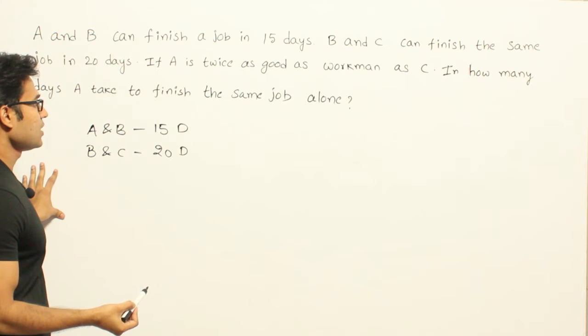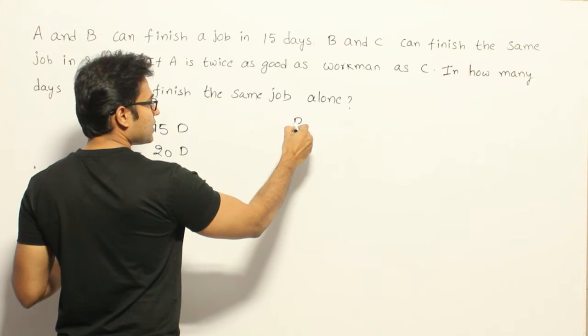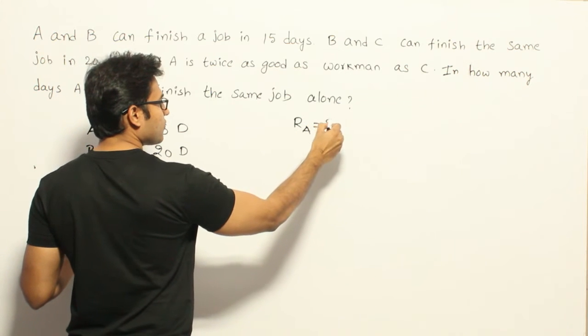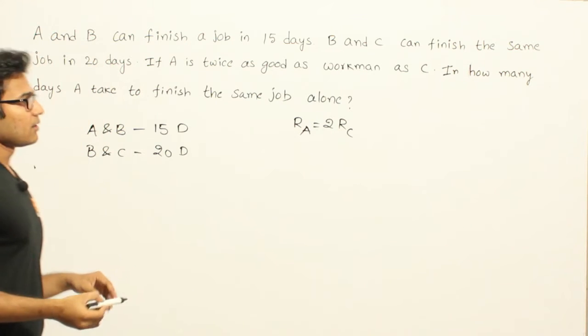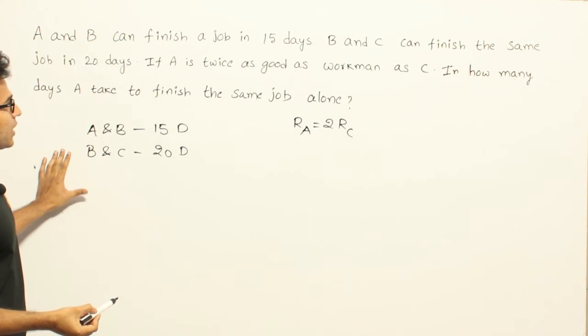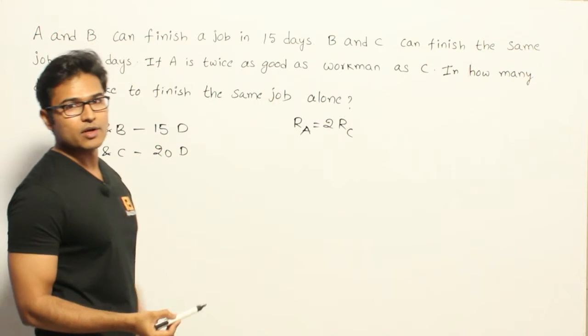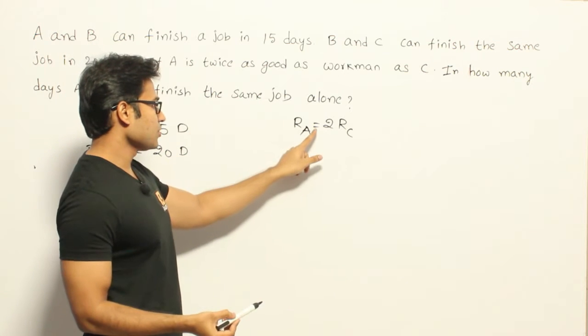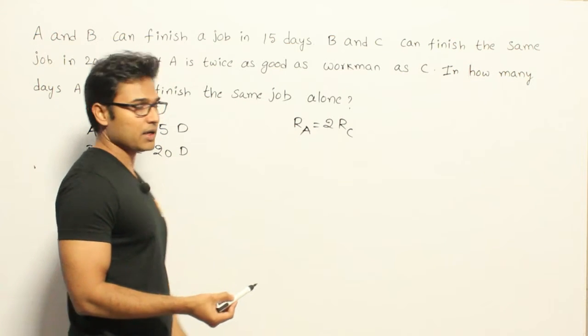So if we assume that, then the relation between A and C is: the rate at which A is doing the work is equal to twice the rate at which C is doing the work. This is what we can say. Now they are asking how many days A will take to finish the same job alone. So in order to find it out, you are supposed to find the rate at which A is working and also the total work, right?